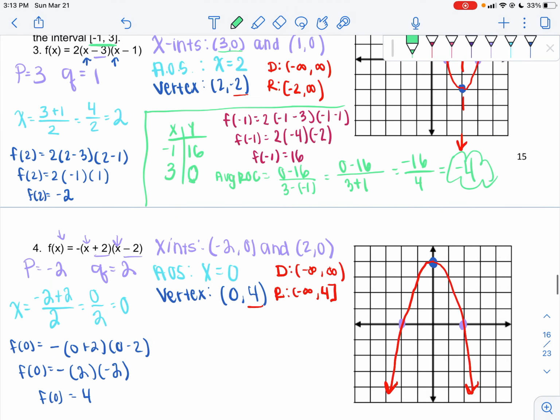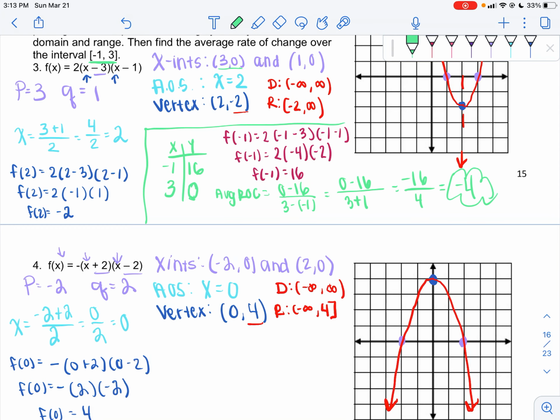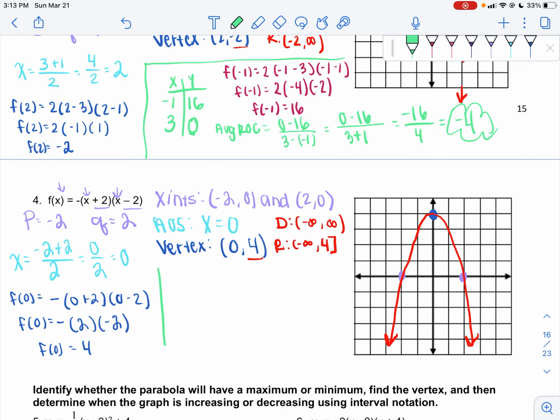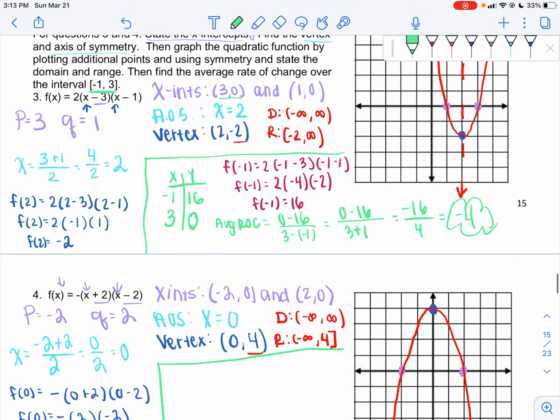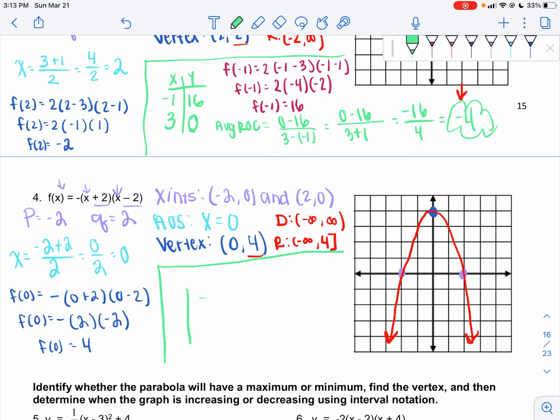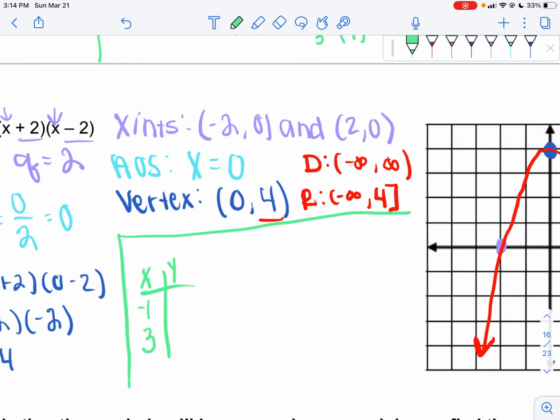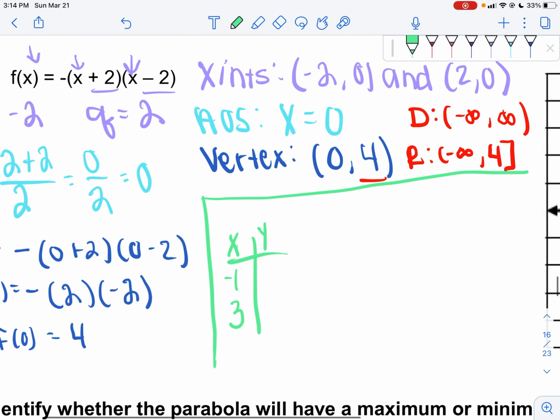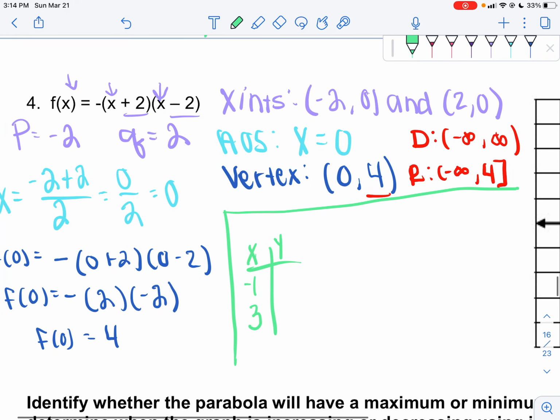All right, last thing we need to do, find the average rate of change for the interval -1 to 3. All right, so again, that interval gives us the x values. And we want -1 to 3. Okay. So none of our points that we have already found have an x value of -1 or 3. So we are actually going to need to find both of those. So starting with x being -1. Everywhere we see an x, we're going to put in -1.